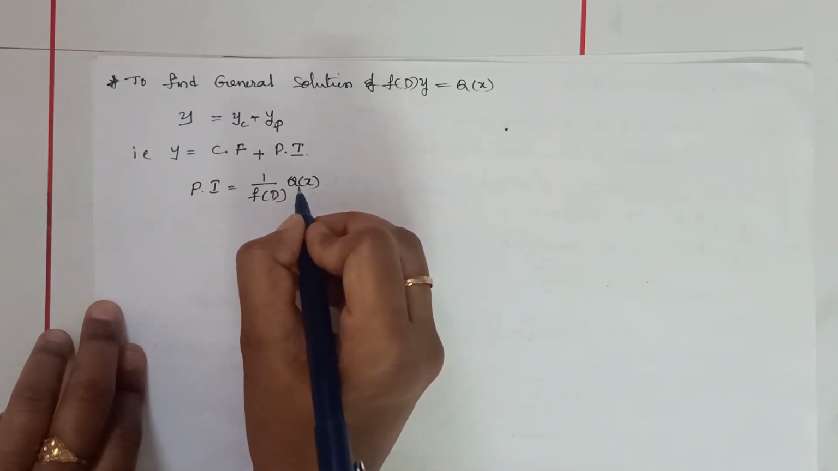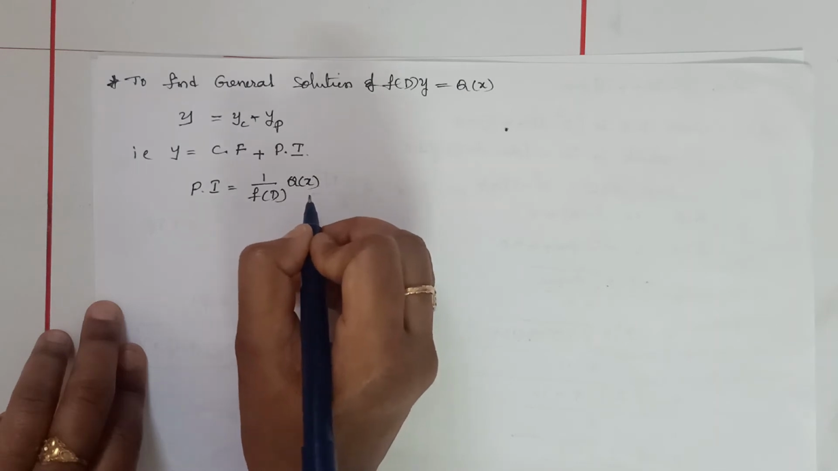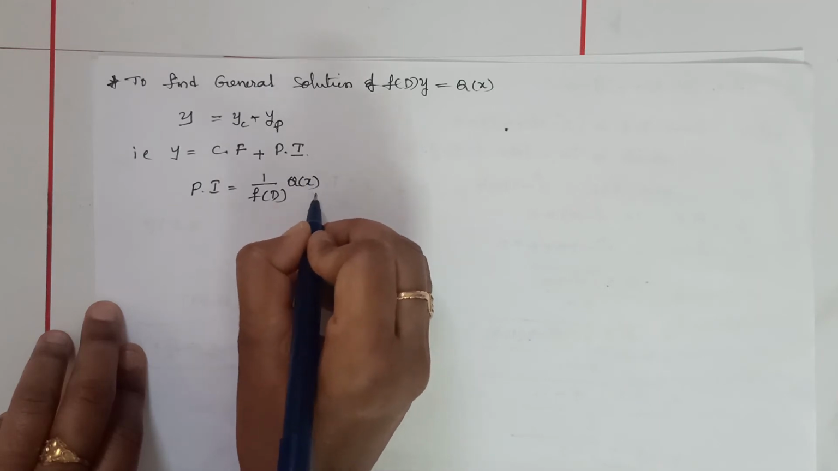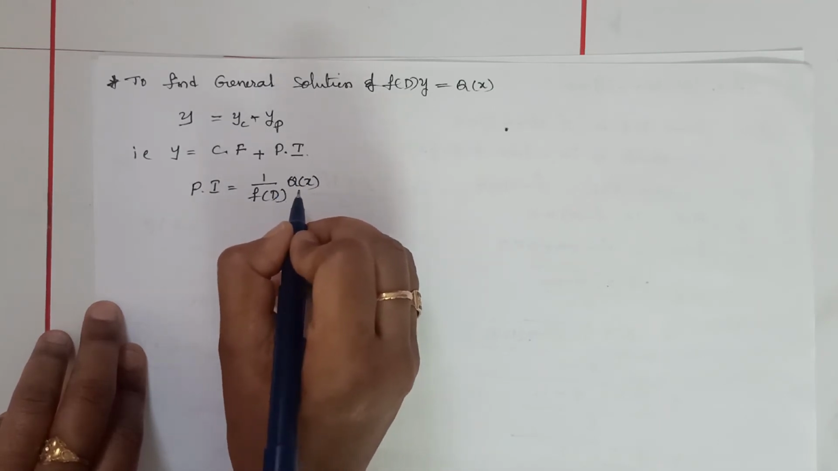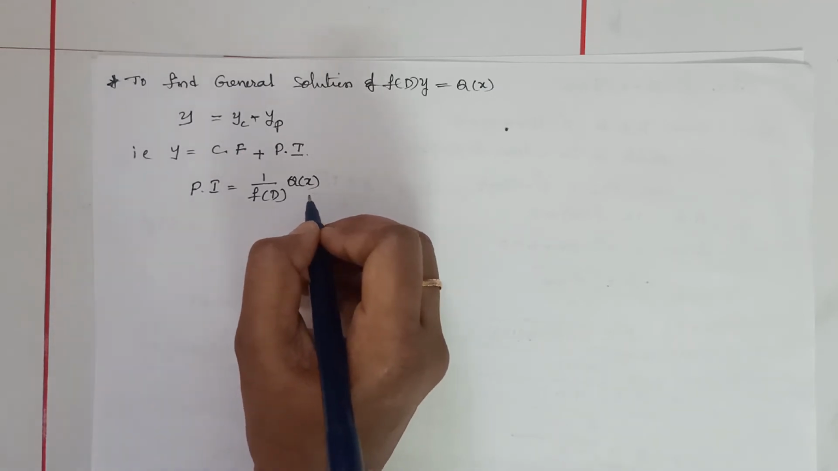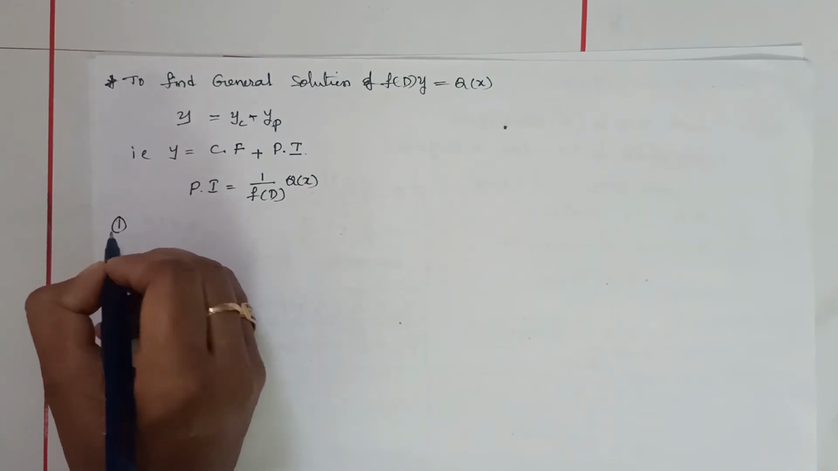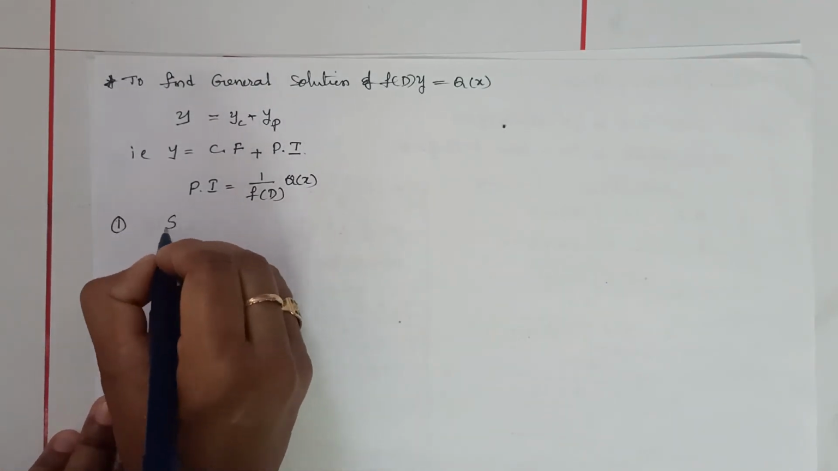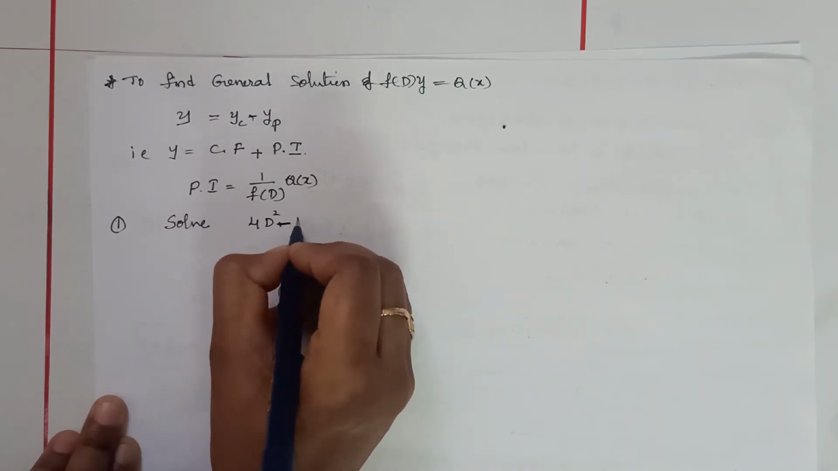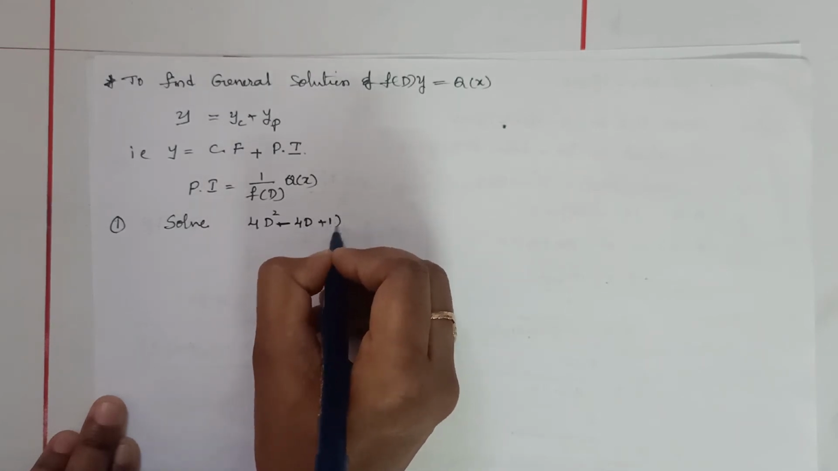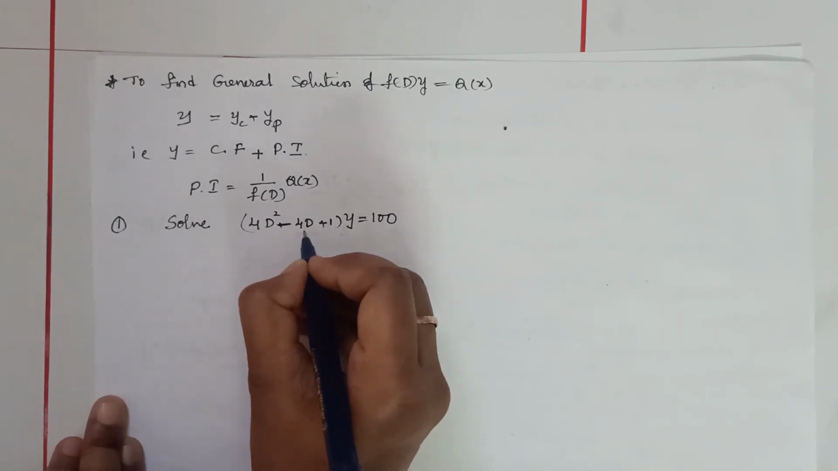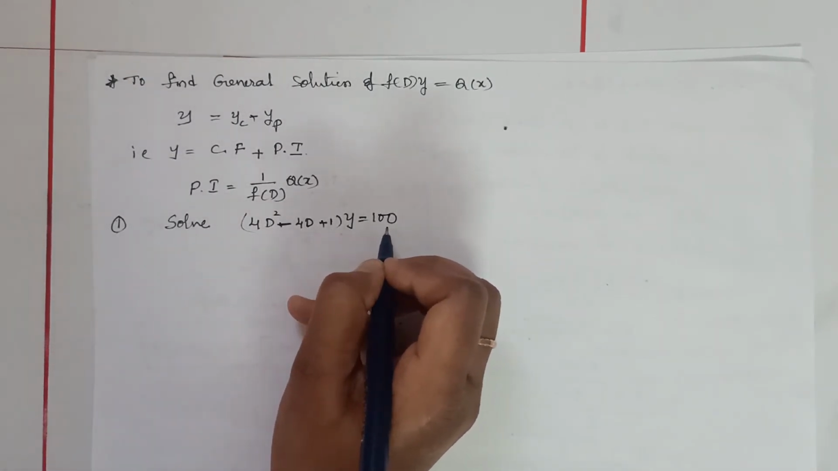Depending on the type of the function q of x, the particular integral is evaluated. Here let's solve one problem based on this. Solve 4d square minus 4d plus 1 into y is equal to 100.